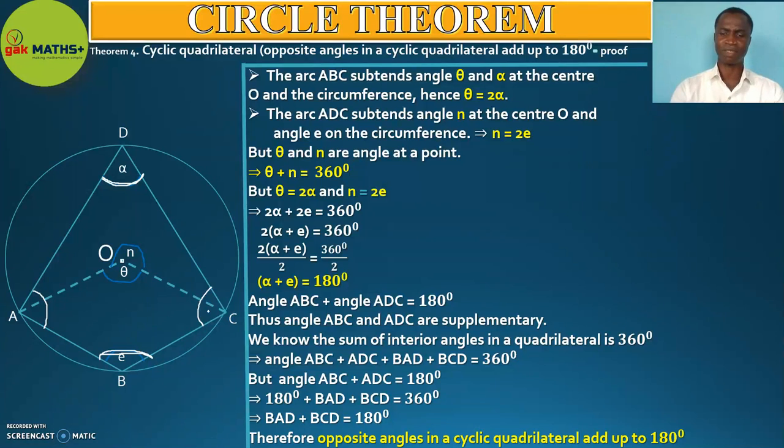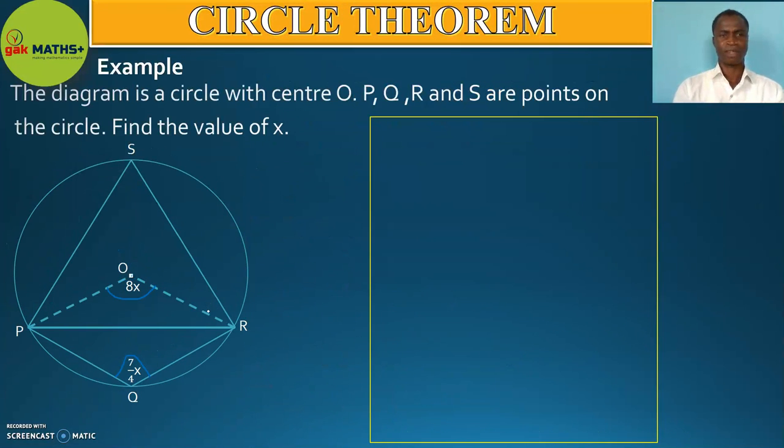Now, how do we apply this theorem? Let's take an instance to look at this. The diagram is a circle with center O. P, Q, R, and S are points on the circle. Find the value of x.